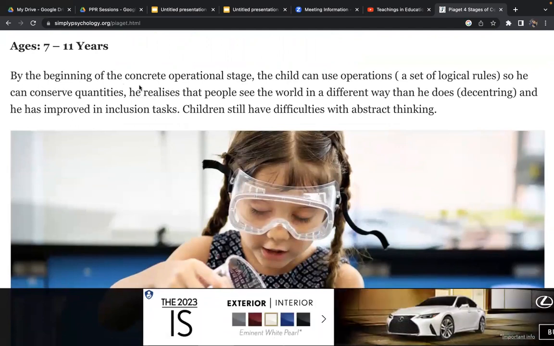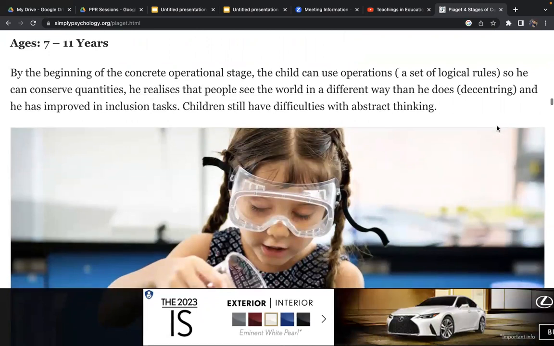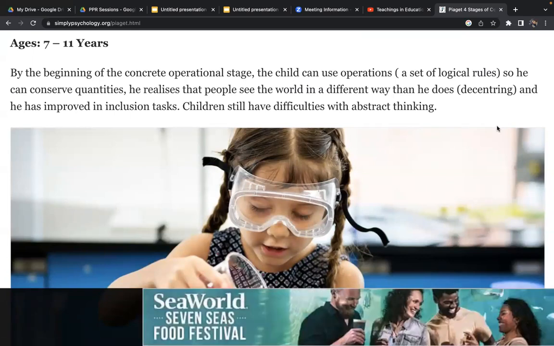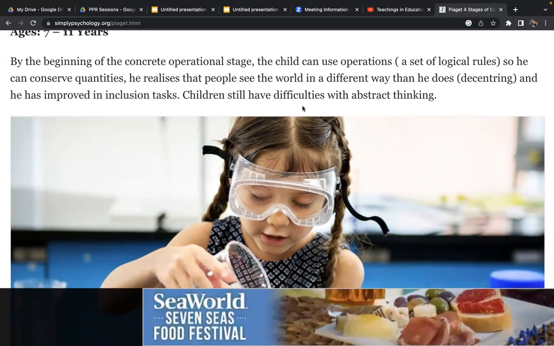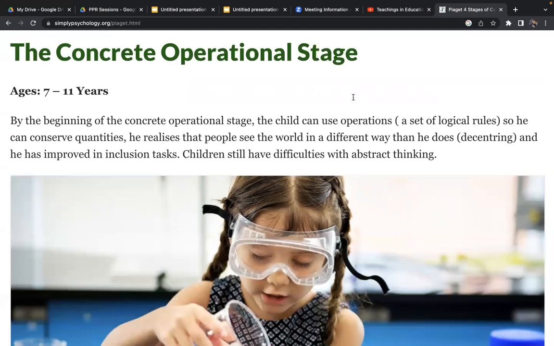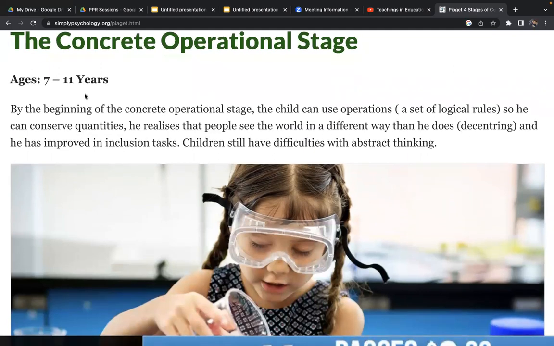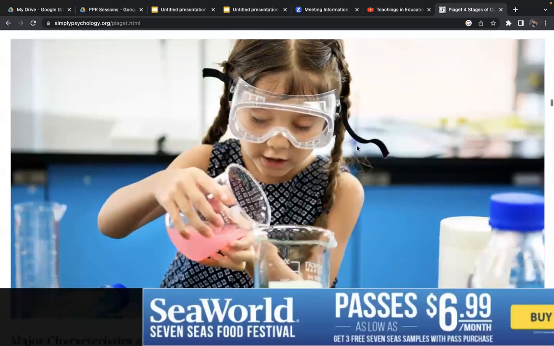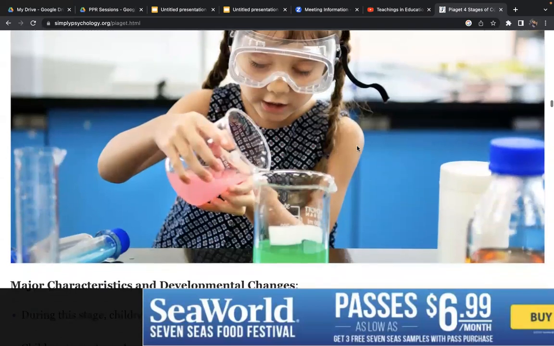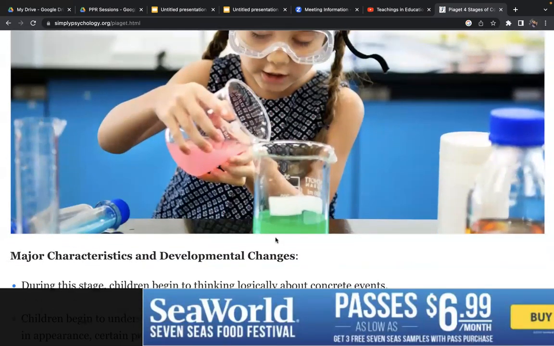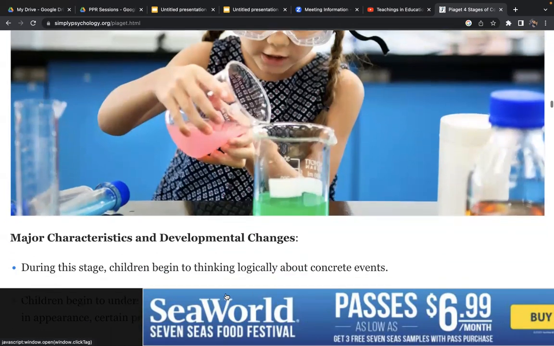By the beginning of the concrete operational stage, the child can use operations, a set of logical rules. So he can conserve quantities, realizes that people see the world in a different way than he does, decentering from themselves, not egocentric, decentering from the view of only themselves, and has improved inclusion tasks. Children still have difficulties with abstract thinking all the way to 11 years old. That's almost 6th grade. So, abstraction happens when you can think about things you've never seen or done before based on your personal experiences.